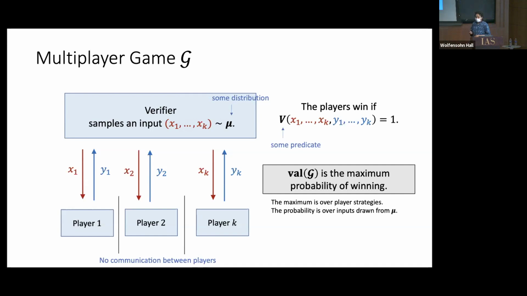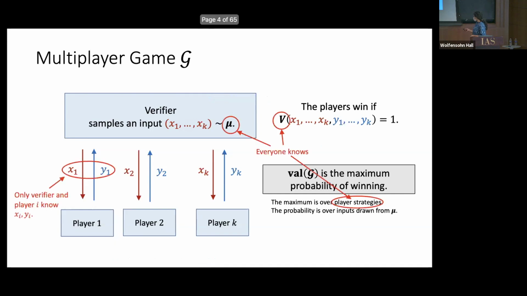So this is a multiplayer game. A game is defined just by the distribution and by the verifier function. So the only thing you need to define this is the number of players, the distribution on the inputs, and the predicate.